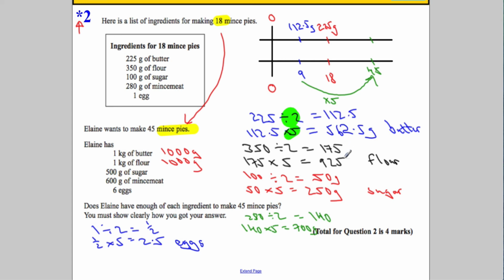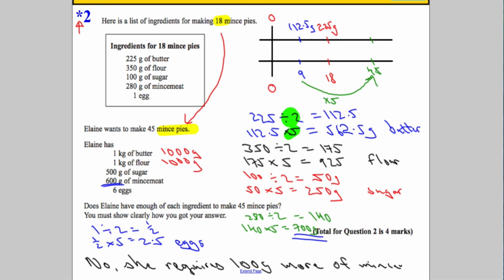She has enough flour. She has enough sugar, but she does not have enough mincemeat. She has 600 grams of mincemeat. She needs 700 grams. So we're asked, does she have enough of each ingredient to make 45 mince pies? The answer to that question is simply no. She requires 100 grams more of mincemeat. And that should be more than enough to get us the full 4 marks.